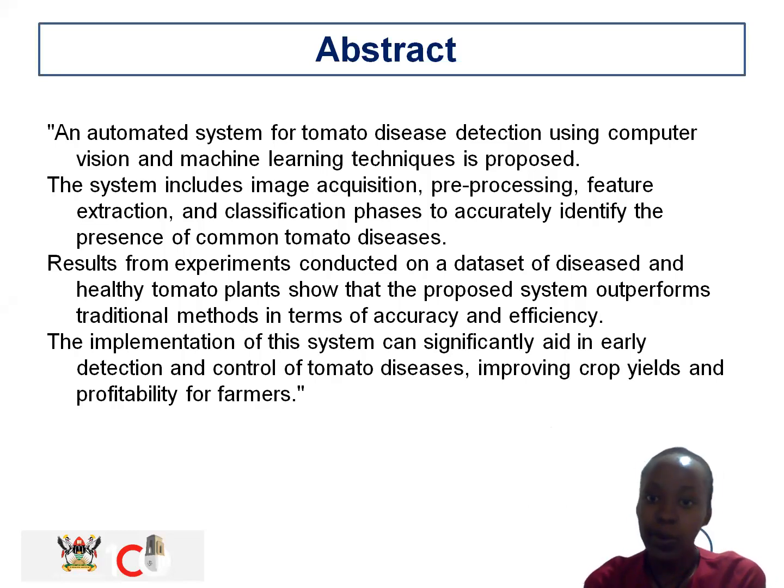Looking into the abstract, an automated system of tomato disease detection using computer vision and machine learning techniques is proposed. The system includes image acquisition, preprocessing, feature extraction, and classification phases to accurately identify the presence of common tomato diseases. Results from experiments conducted on the dataset of diseased and healthy tomato plants show that the proposed system outperforms traditional methods in terms of accuracy and efficiency. The implementation of this system can significantly aid in early detection and control of tomato diseases, thus improving crop yields and profitability to the farmer.